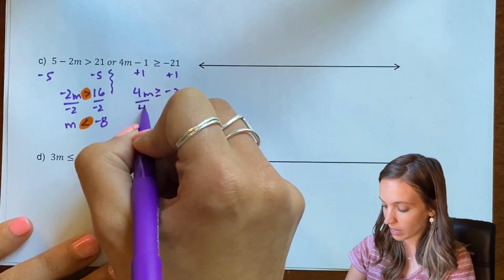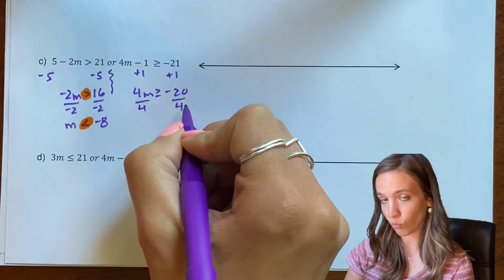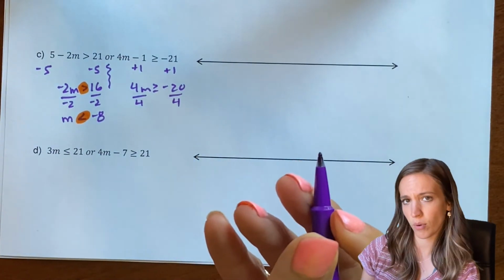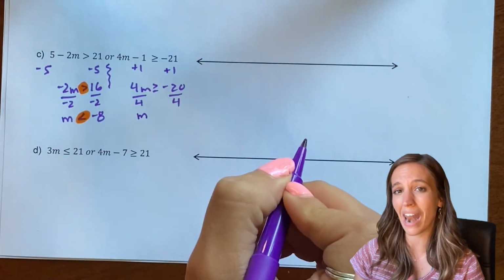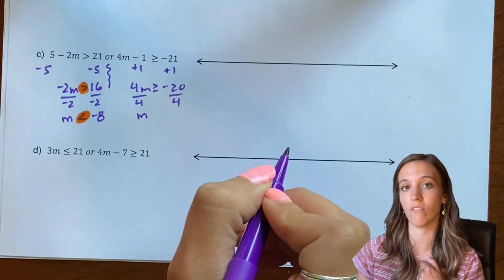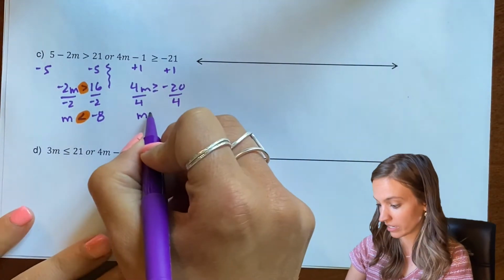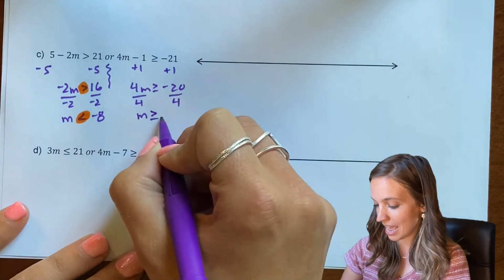Okay, and then I'm going to divide by this 4 here. I'm going to get -5. When I divide by this 4, do I need to flip that inequality sign, because I have this negative number on the other side? No, I don't need to flip the inequality sign. It's only when I am multiplying or dividing by a negative, not if my solution just has a negative number in it. So m is still greater than or equal to -5 on that one.